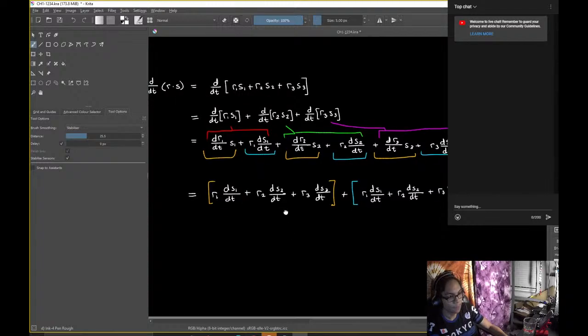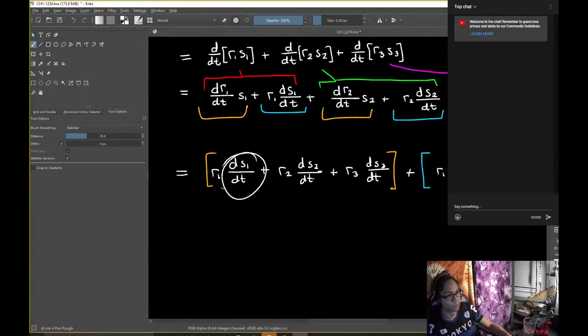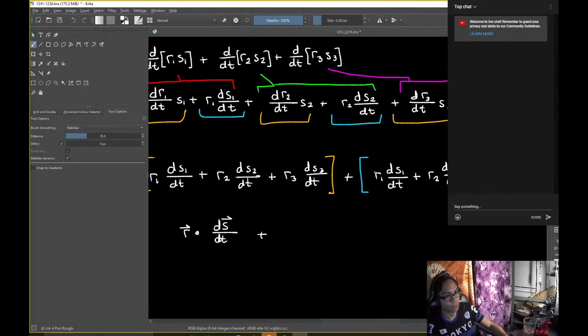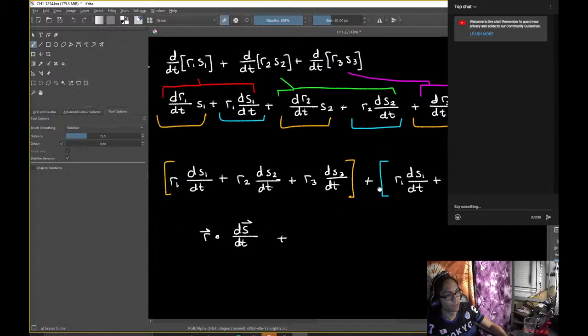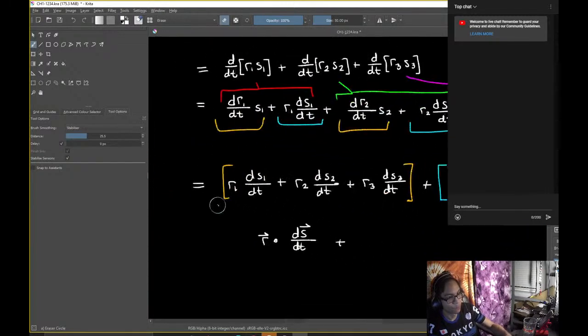So we got that guy. Now what does this look like? It's basically a dot product between R and the change of S. So let's do that. R dot product, change of S, dt. And then we just have an addition of the, oh wait, did I put R's again? Oh my gosh, I keep doing that. Why does this keep happening to me?